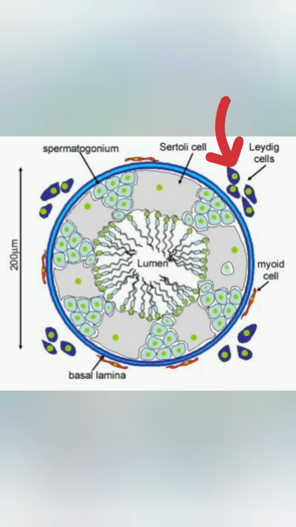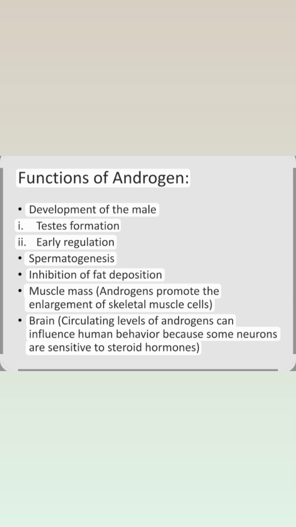In between the seminiferous tubules, we have Leydig cells, also known as interstitial cells, and they secrete the hormone known as testosterone, which is a kind of steroid. Steroids are a special form of lipids, and they are commonly known as androgen.